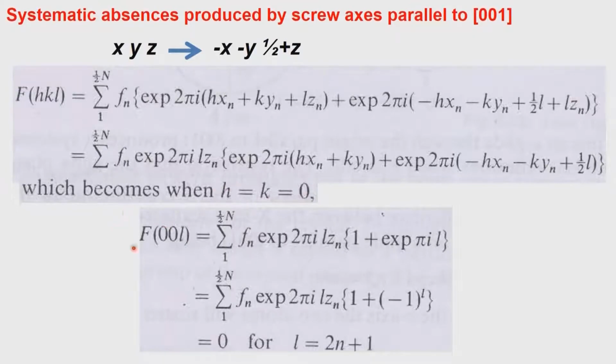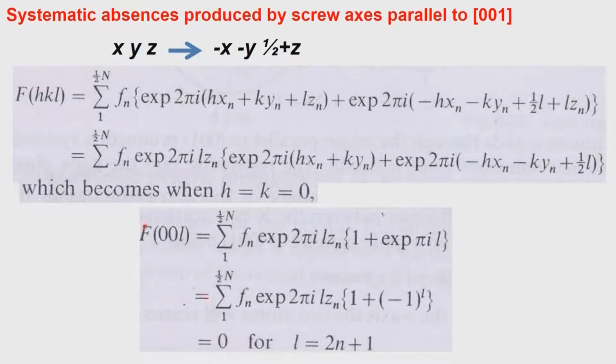So, f of 0 0 l now will have a formula reduction which goes from 1 to half of n, f of n exponential 2 pi i l z n multiplied by this. Since h is 0 and k is 0, this will go, and therefore, you get 1 plus exponential pi i l, and we know this value is minus 1 to the power of l, and therefore, it has to be again the same logic that whenever l is odd, f of 0 0 l will be absent.